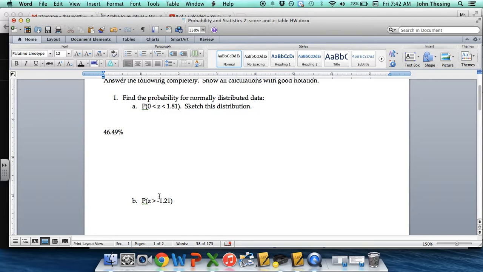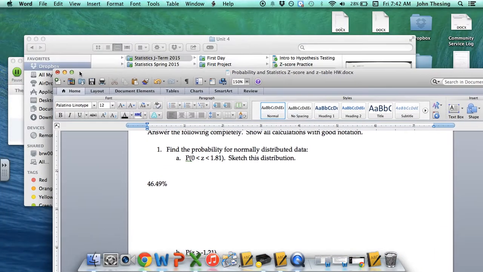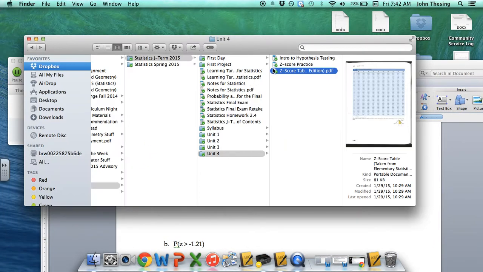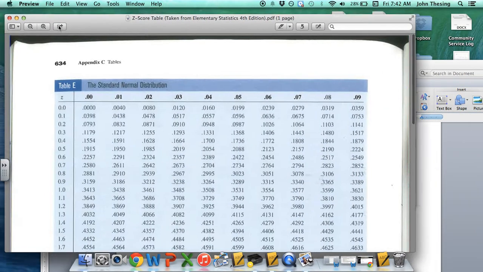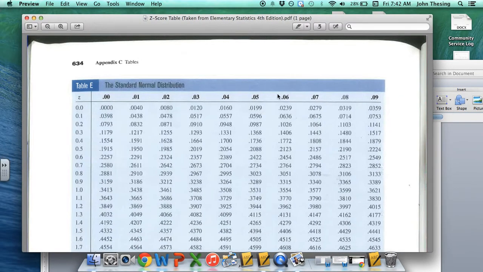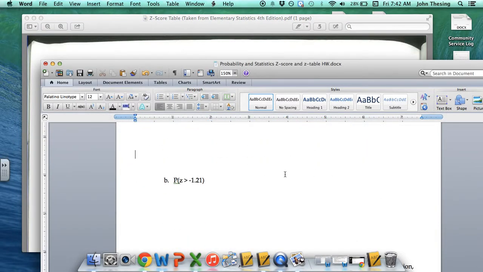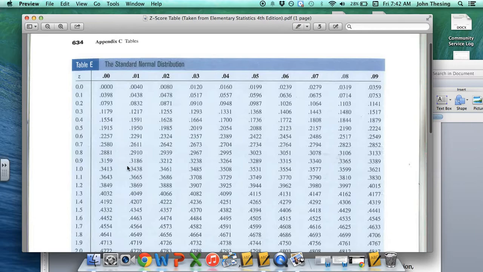Okay, what about this one? What is the probability that your z is greater than negative 1.21? This one's slightly trickier, so be really careful when you do this one, because you don't want to just use the z-score value for, what was it, 1.21? Okay, so we're going to use 1.21, so let's find that. So here's 1.2. Here's 1.21.